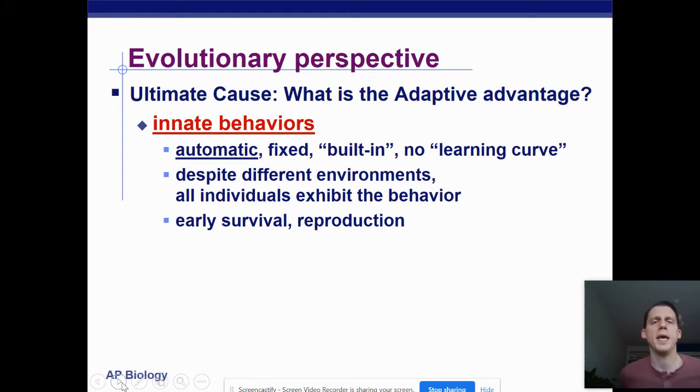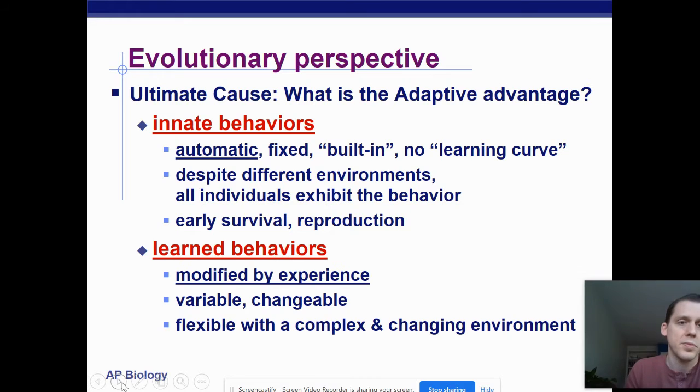Okay, so innate behaviors are automatic. They are fixed and they are built in. There's not a learning curve present with innate behaviors. Innate behaviors are going to happen despite different environments. The same behavior is going to persist. Innate behaviors, and this is important, are going to result in early survival or reproduction. These are things that cannot change regardless of the environment. Like feeding as soon as you are young, that has to be innate because you've got to do it right away. Reproducing, it needs to happen, right? That's going to be pushed by natural selection. So reproductive behaviors are innate, they don't need to be learned.